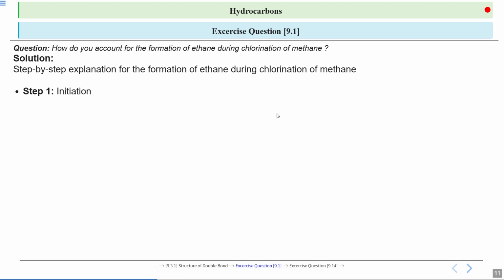In the initiation step, the reaction is started by the homolysis of the chlorine molecule. This is an important concept because it involves breaking the chlorine molecule into two reactive parts. Let us see how this happens. The chain is initiated by the homolysis by UV light.